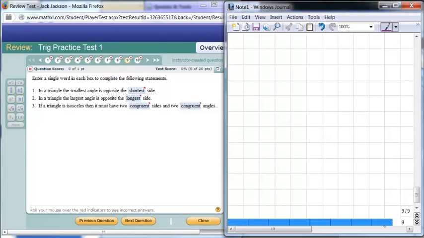In general, in a triangle, the smallest angle is opposite the shortest side, and the largest angle is opposite the longest side. If a triangle is isosceles, then it must have 2 congruent sides and 2 congruent angles. So be sure you know the right words to put if that same question shows up on the exam.